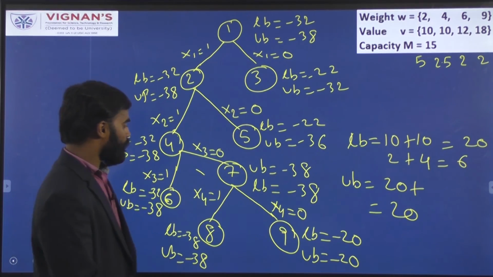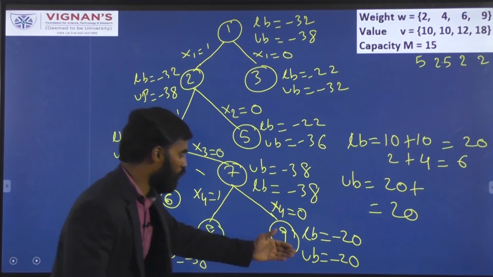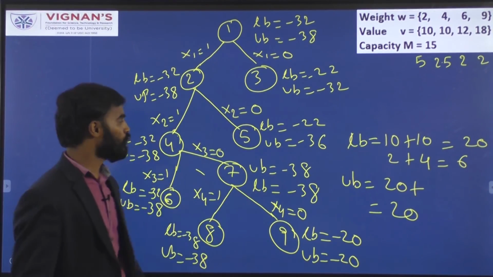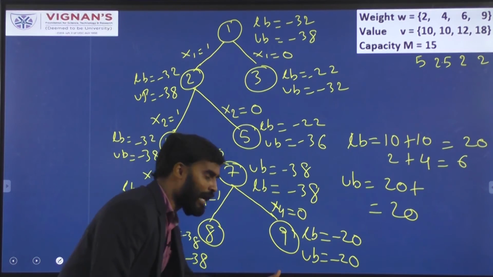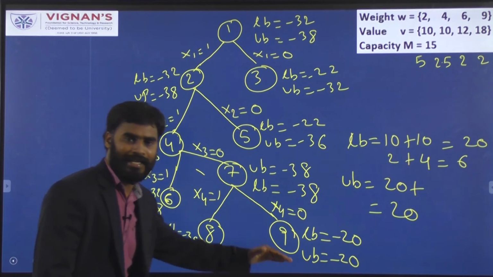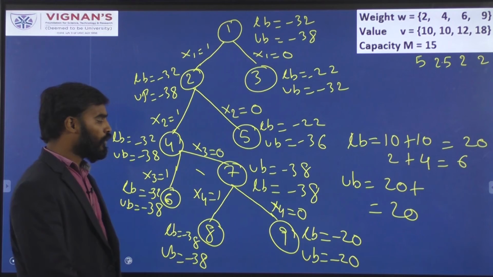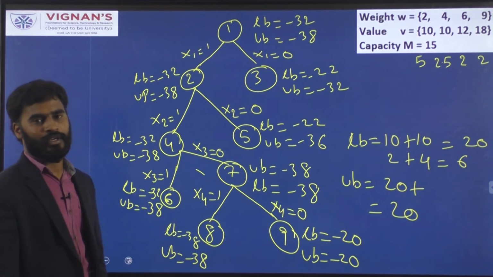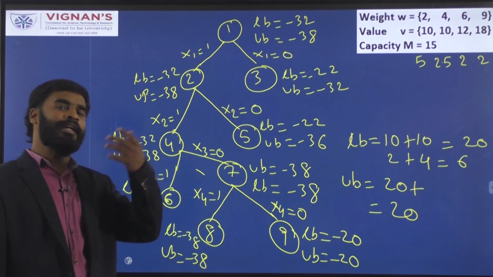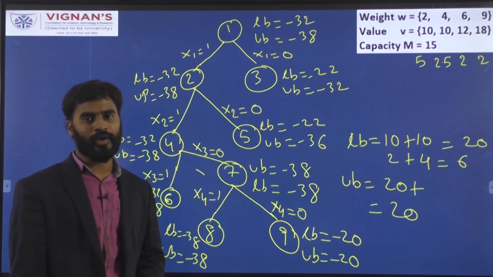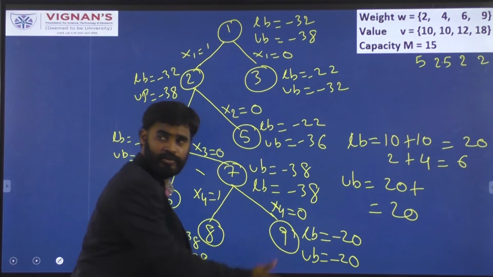Okay, so we worked with all 4 items. There are no more items to add, so that means we reach the leaf node. So 9 is a leaf node. 8 and 9 are leaf nodes, and there are no more items to explore further. So whenever you reach a leaf node, now it's time for us to prune some branches and decide the optimal solution.